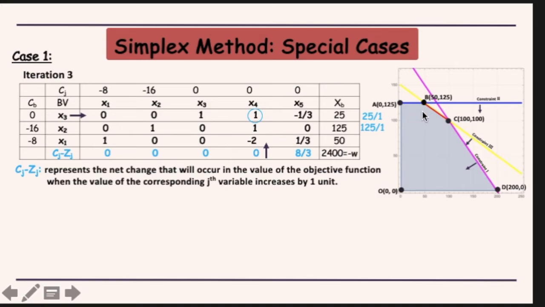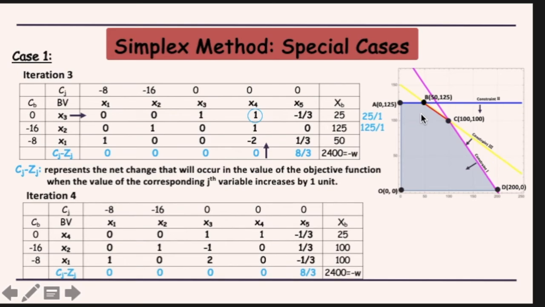So that is what we had just explained, and now we will move to the fourth iteration. So in this iteration, if you see, the value of x1 is 100, value of x2 is 100 again, and value of x4 is 25. So in place of x3 now we have x4 as a basic variable, and if you refer to the graph again, you would notice that this is indicating the corner point C. So from B we have moved to C without altering the value of the objective function.